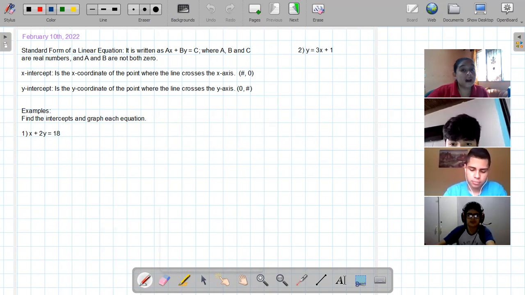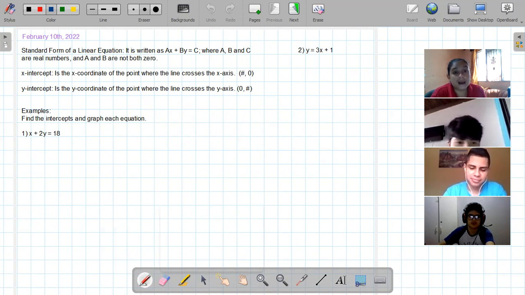Today we're going to see the third method of graphing, okay? So we're going to start with the definitions as usual. The definition of today is standard form of a linear equation. What is the standard form of a linear equation? It is the formal way of writing an equation that has two variables.